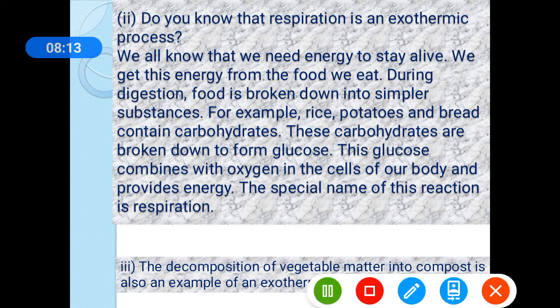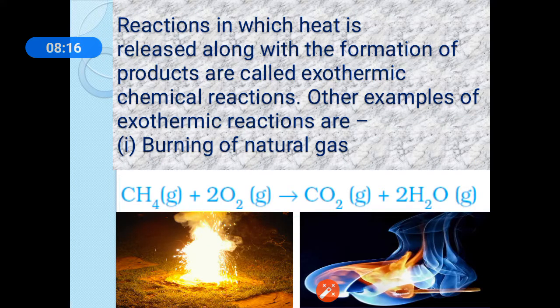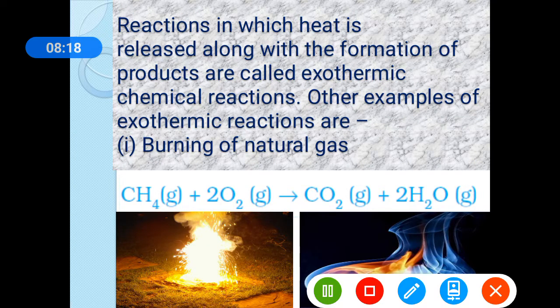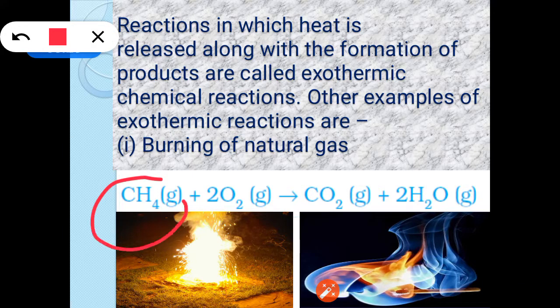So this one is methane, CH4. Methane plus oxygen will give carbon dioxide plus water. So in this reaction, the methane and oxygen are combining. That's why it is known as an example of a combination reaction.